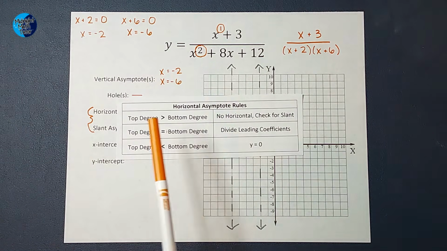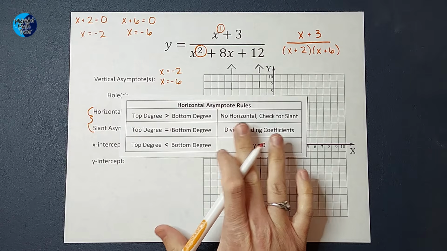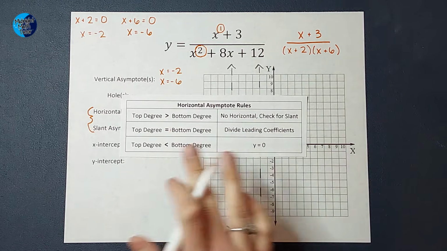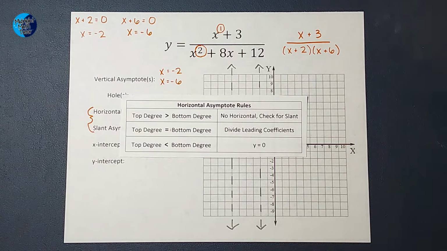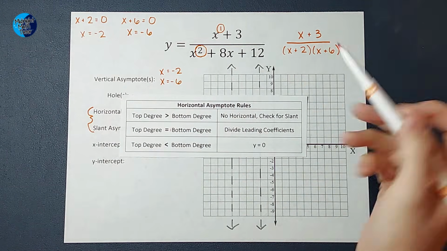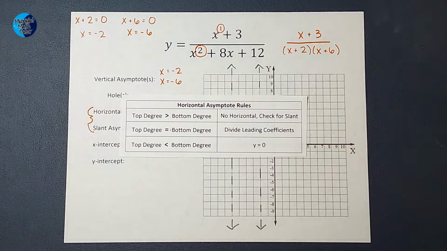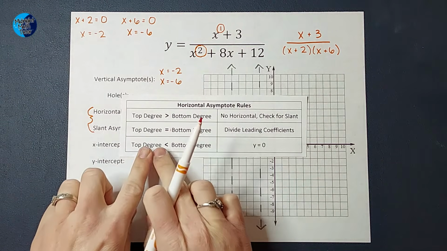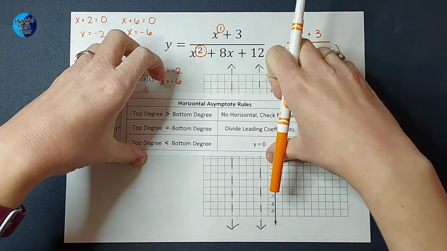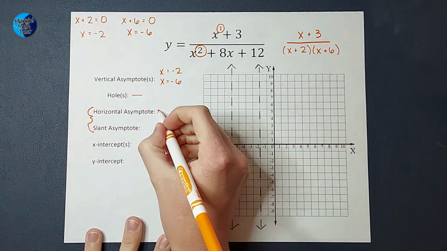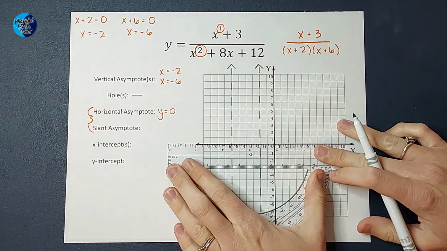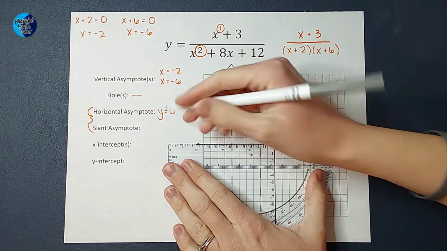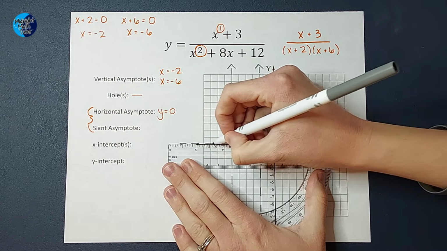All right, if my top degree is greater than the bottom degree, I don't have a horizontal asymptote, we check for a slant. If the top degree and bottom degree are equal, we divide our leading coefficients. If the top degree is less than the bottom degree, like in this example, my horizontal asymptote is at y equals 0. So that is what applies to this problem. My horizontal asymptote is at y equals 0. And again, we represent that with a dotted line. In this case, it's right on the x-axis. So it can kind of be hard to see, but we'll try to make it so you can still see it a little bit.